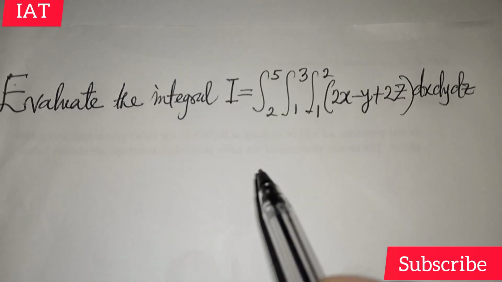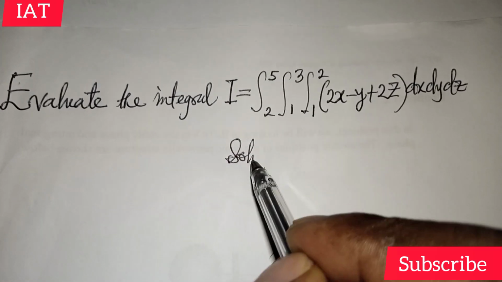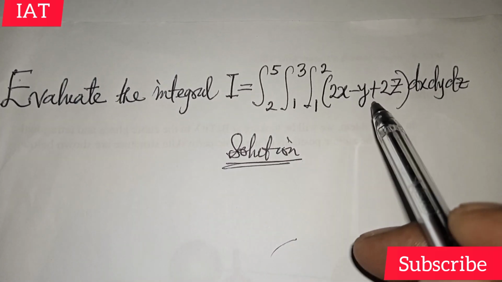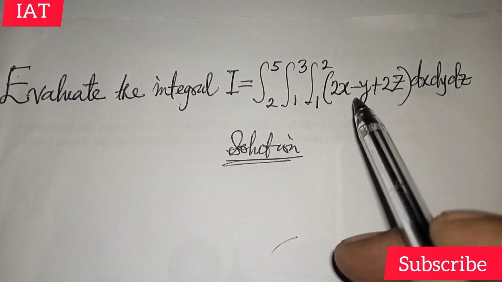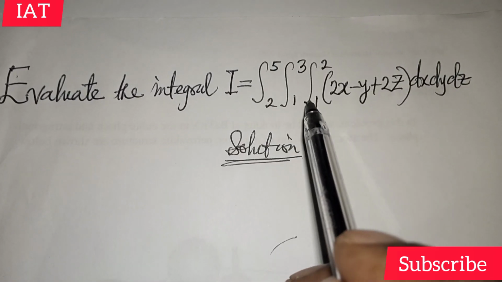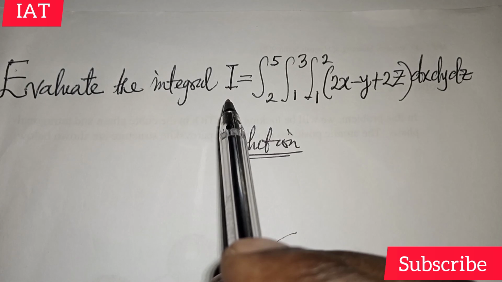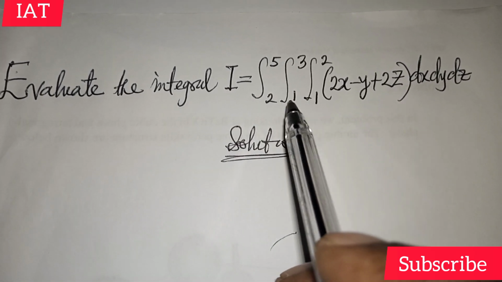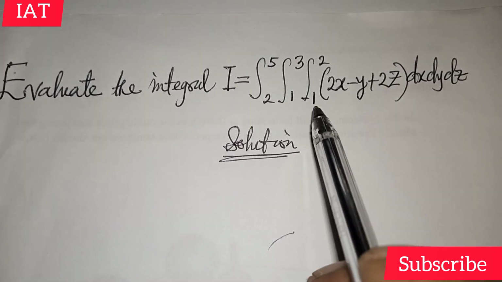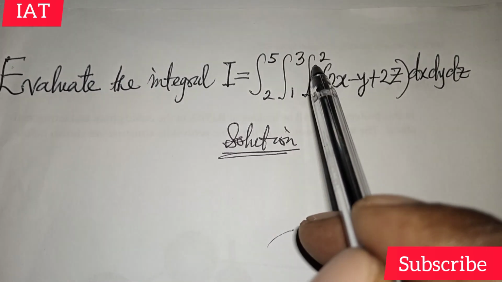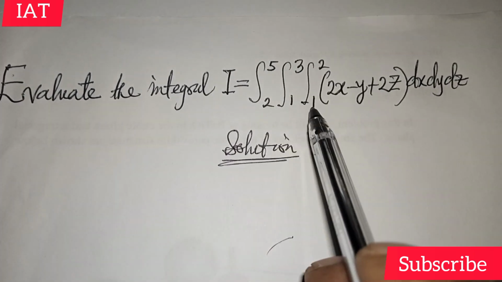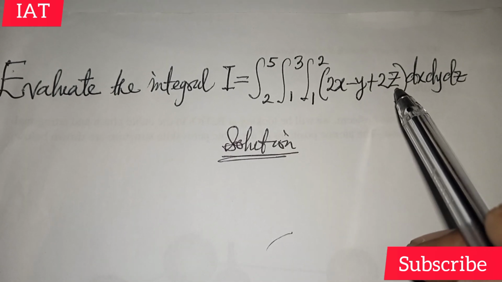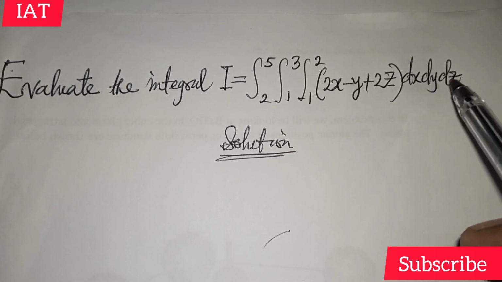Hello and welcome back. In this video, we want to solve for the integrals of this function. But look at the nature of this problem. We have that the integral I is a triple integral from 2 to 5, 1 to 3, and then 1 to 2, which are the upper and lower limits of integration, of this function 2x minus y plus 2z with respect to x, y, and z.